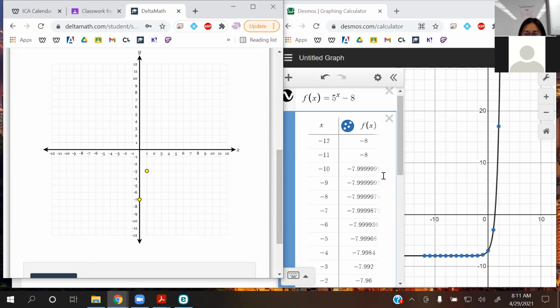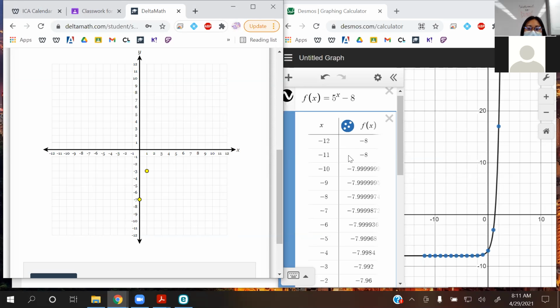Okay, and strangely enough, it says negative 8 over here twice. It doesn't actually equal negative 8. It's just that Desmos is rounding it. You see how it gets closer and closer to negative 8? And then it just got so close that instead of just giving you negative 7.9999999, it just rounded it to negative 8. However, this is actually your asymptote.